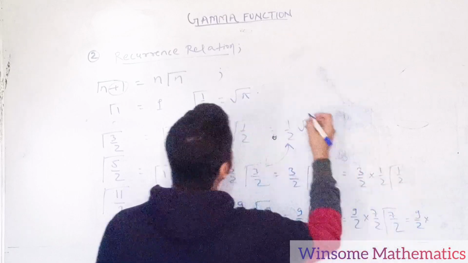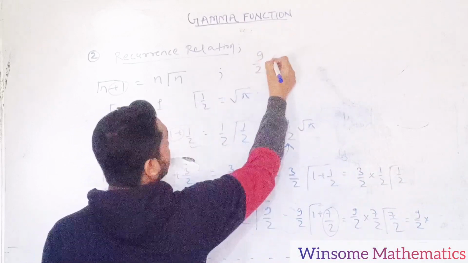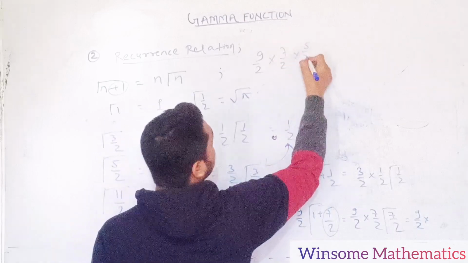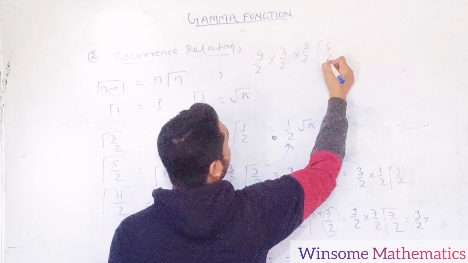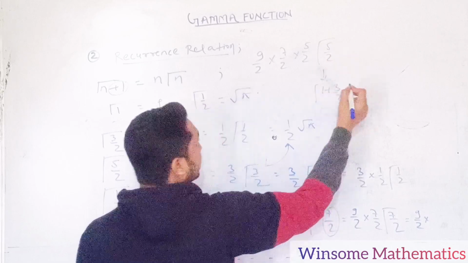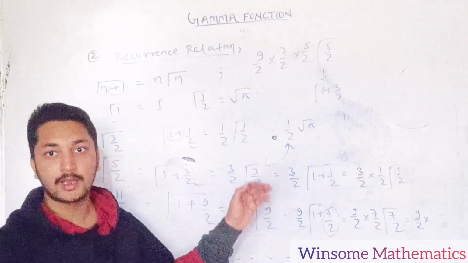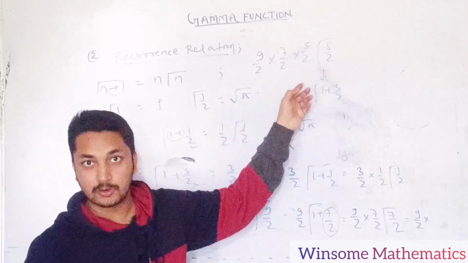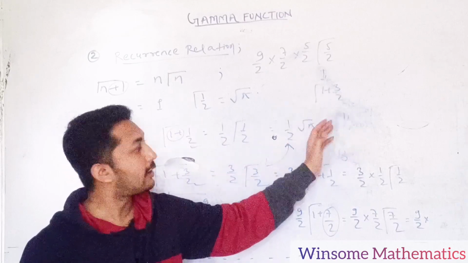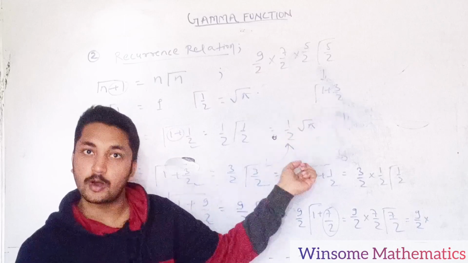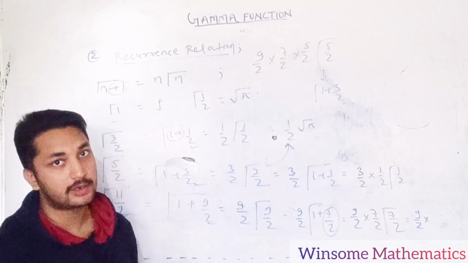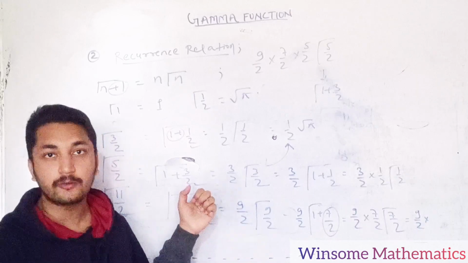Here we can see 9 by 2 into 7 by 2 into 5 by 2 gamma 5 by 2. Now 5 by 2 can be written as gamma 1 plus 3 by 2. Simple. And we will again write gamma 5 by 2 as 3 by 2 gamma 3 by 2. And then we will convert gamma 3 by 2 as 1 by 2 gamma 1 by 2. Then we will solve it and we will get the result. And this is the importance of the gamma function.